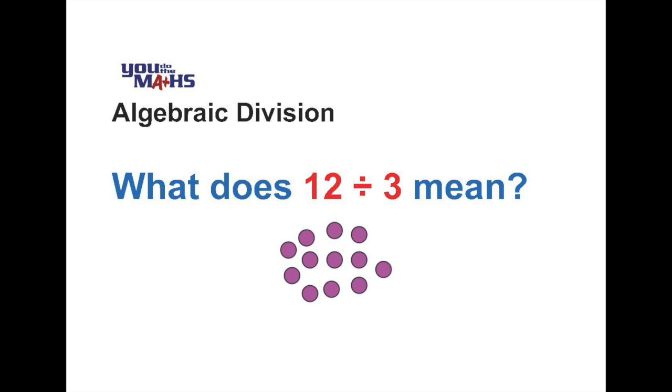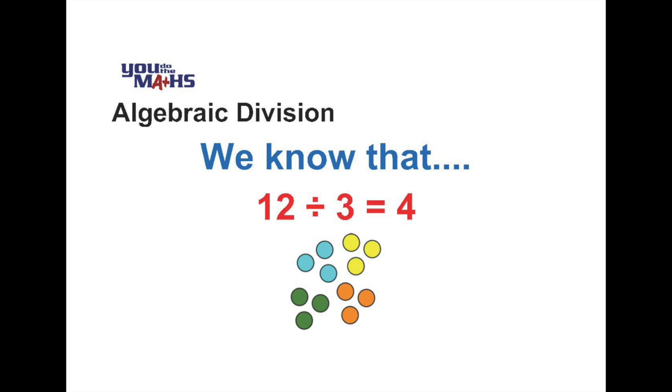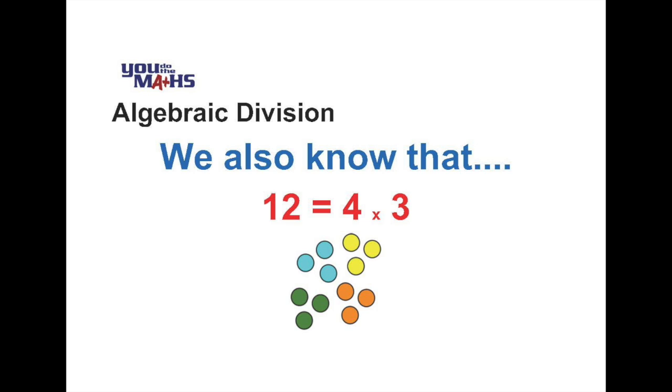We know that when we divide 12 items, in this case we've got some purple dots, by 3, we can divide them into 4 separate groups, and we can see those 4 separate groups here in the colours. We also know that 12 is equal to the product of 4 and 3. So we'll keep this in mind when we look at the inverse operations later for algebra.